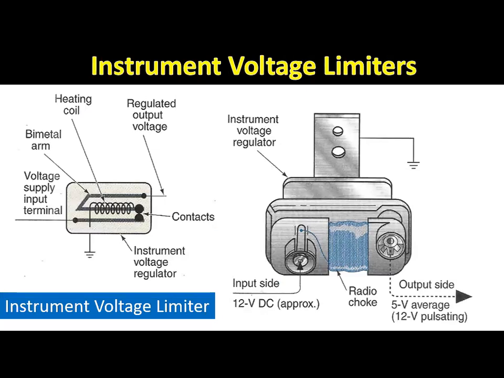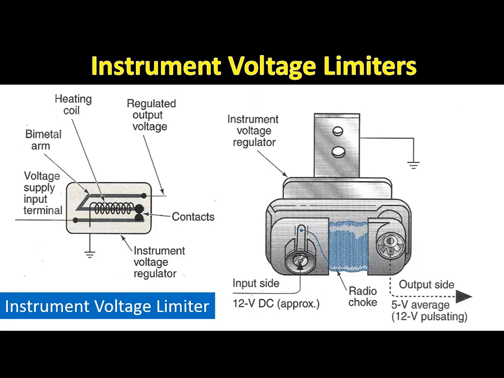An instrument voltage limiter may be connected to bimetallic gauges. This limiter contains a set of contacts mounted on a bimetallic strip. The voltage supply to the gauges is connected through the limiter contacts. A heater coil surrounds the bimetallic strip, and this heating coil is connected to ground on the limiter.